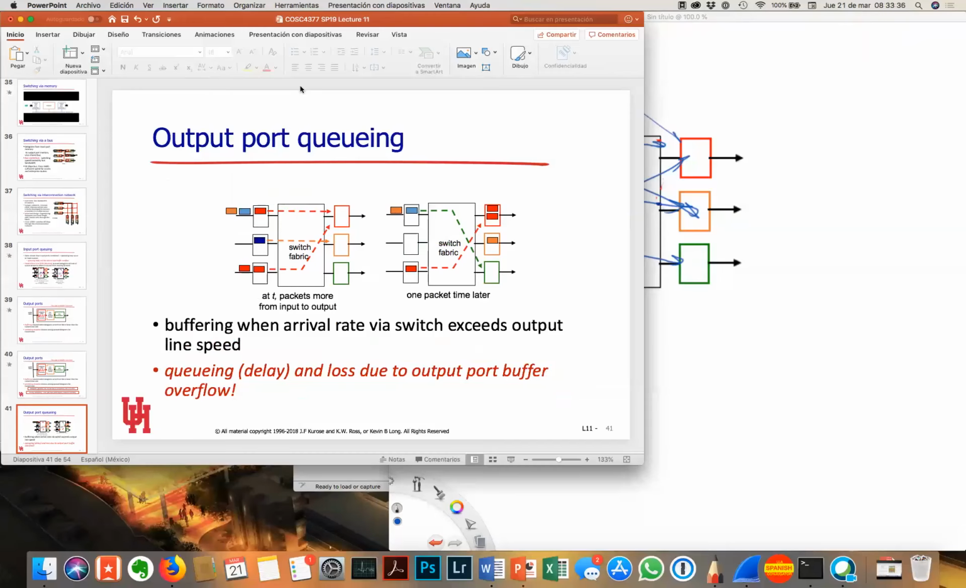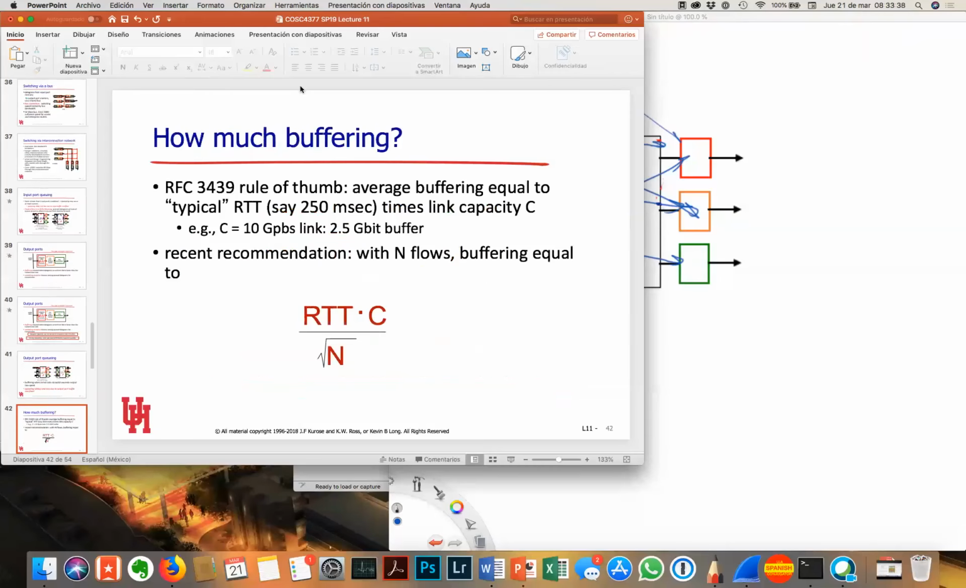All right, so we talked about output port queuing already, and there's actually an RFC that tells you how much router memory you need to have, how much buffer you need to have. It's basically the link capacity times a typical round trip time, say a quarter of a second. There's a more recent variation which says if you've got a certain number of flows, a certain number of TCP streams going on, then you can cut down on that buffering a little bit by dividing it by the square root of the number of streams.